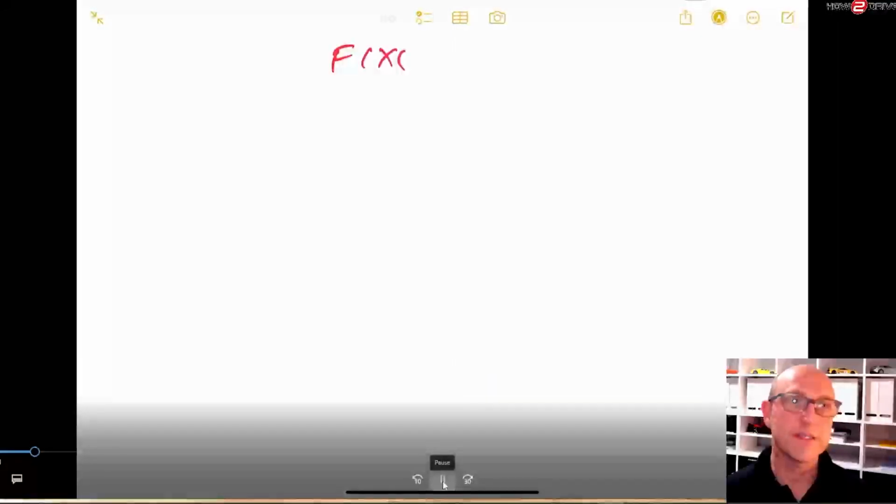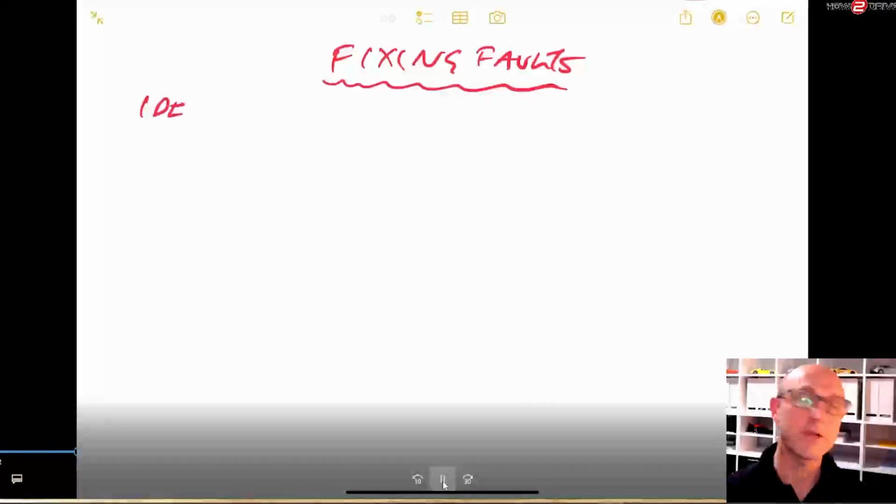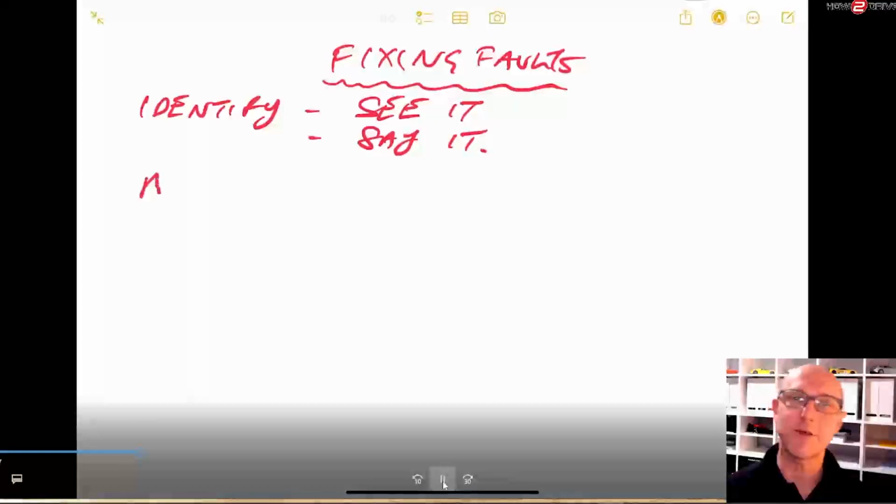So the first thing is to identify the fault. You need to see it and say it. If you say it, then the examiner's aware that you've seen it. It's no good just seeing it and saying nothing, and saying at the end, well, yeah, I knew they did that, because the examiners say, well, you need to say it. You need to show that you're aware of what your pupil just did. Everything's worth a mention. Okay, so identify, see and say the fault.